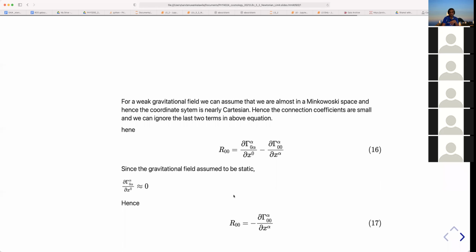And now we have a task here. So we need to look at what is this connection coefficient, gamma alpha 0, 0, right? So we have to take that connection coefficient and differentiate it with respect to x l. So that is the next task.